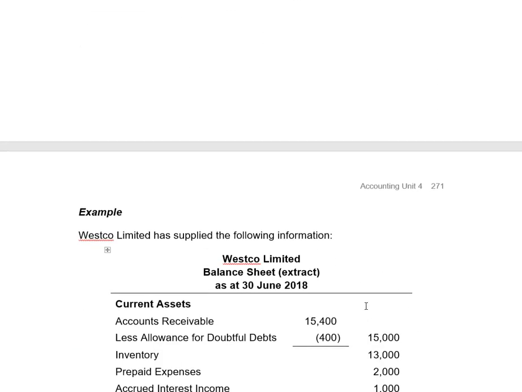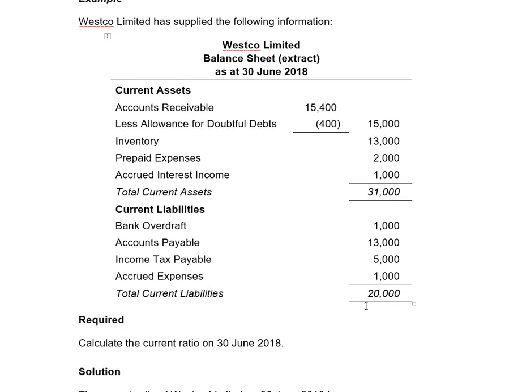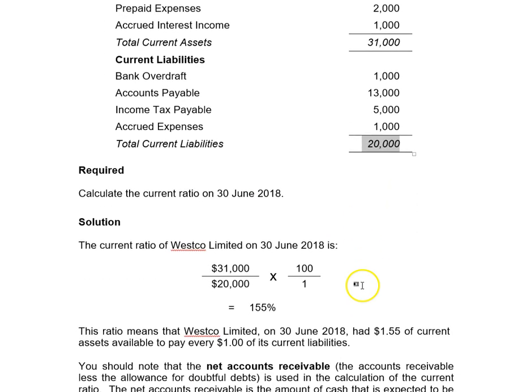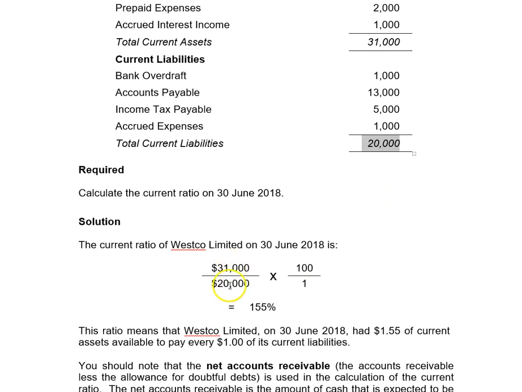Now, if you look at the example on the next page, you can see that they would probably give you something like a balance sheet or a summary of accounts. In this case, you can already see the total current assets, 31,000. Total current liabilities would be 20,000. So when you want to calculate the current ratio for that period, it is easy because you already have the 2 figures. Just divide the 2 and times by 100 and you get 155%.